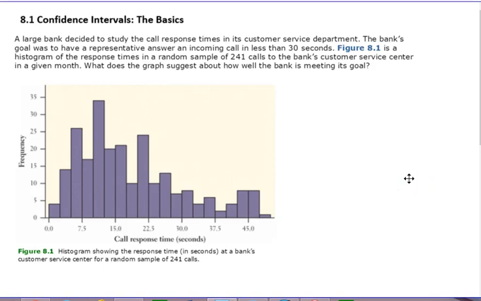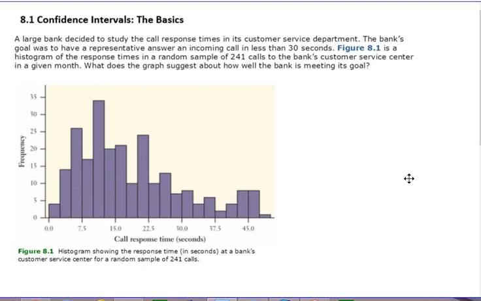This is the first video for Chapter 8, Confidence Intervals, the Basics, Section 8.1. A large bank decided to study the call response times in its customer service department. The bank's goal was to have a representative answer an incoming call in less than 30 seconds.